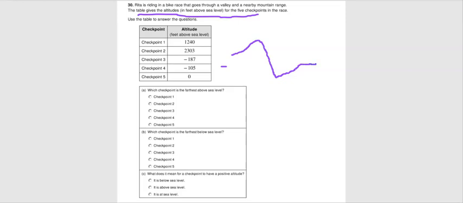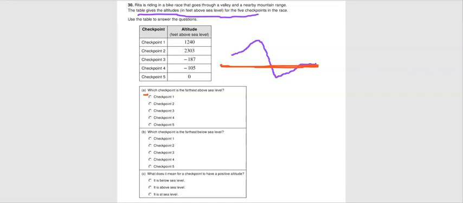Okay, so that's matching up. The checkpoint here is checkpoint 0. Let's say, well, I can't draw perfectly with a mouse, but that's kind of how the race is going to look. All right, so with that concept understood, let's look through the different questions. It says the table gives the altitude, and it wants us to answer this: which checkpoint is the furthest above sea level?